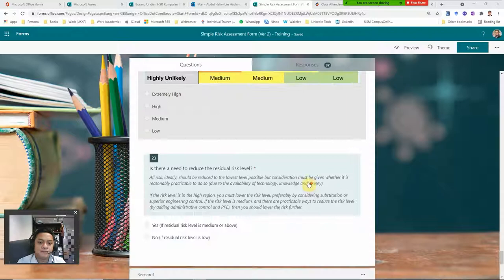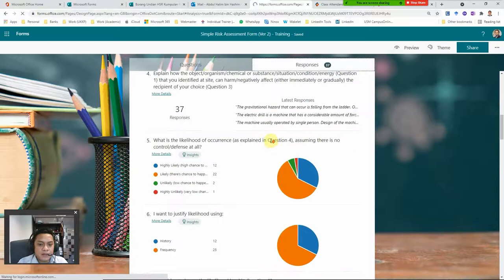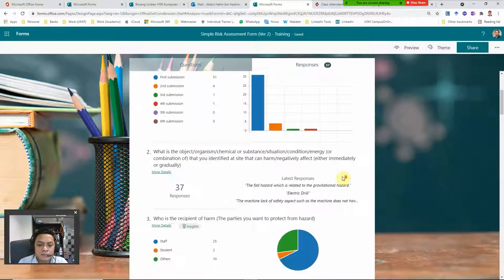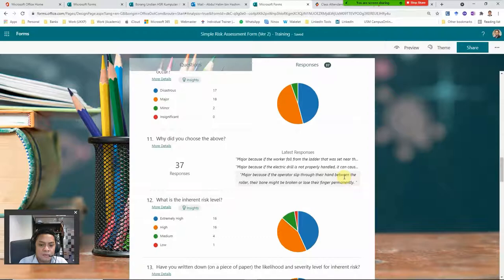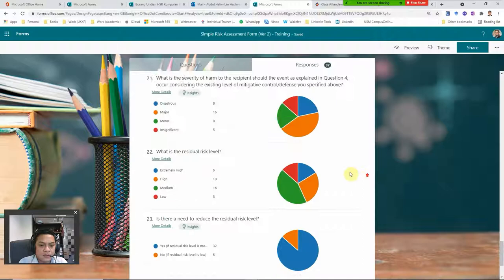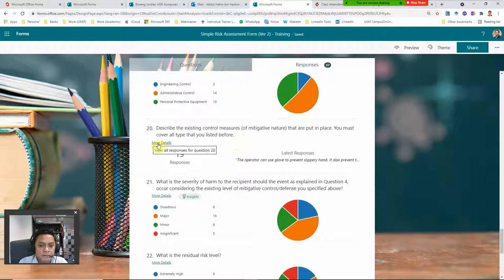Let's see some of the examples of answers that were provided. See whether you have done it right or wrong. Usually it's part of the residual risk. Okay, describe the existing control measure. Let's see.